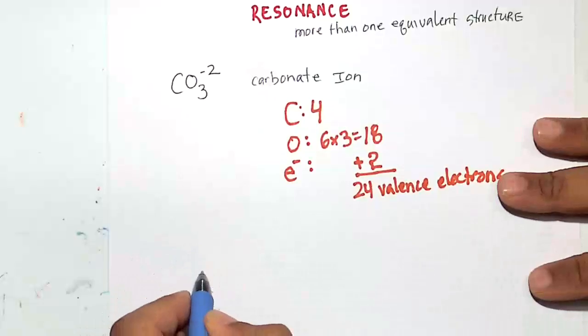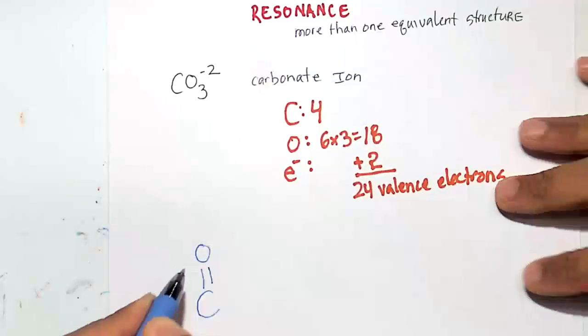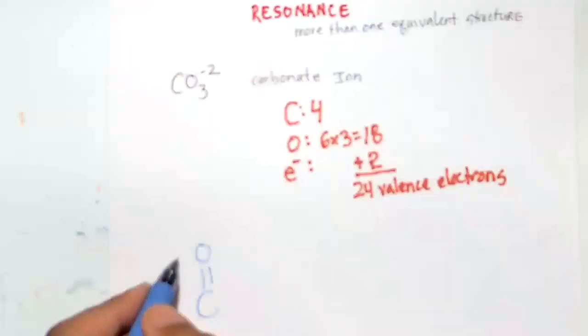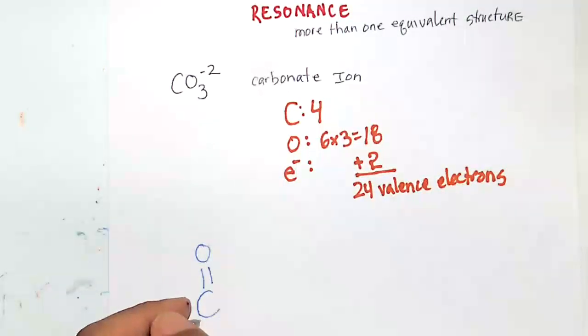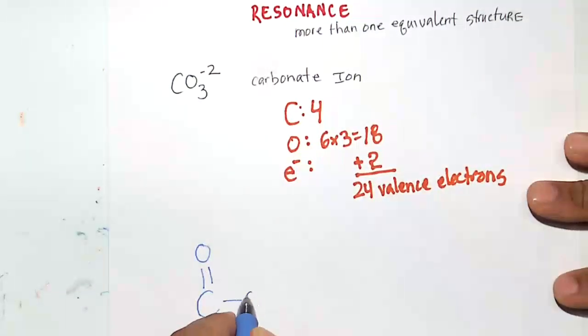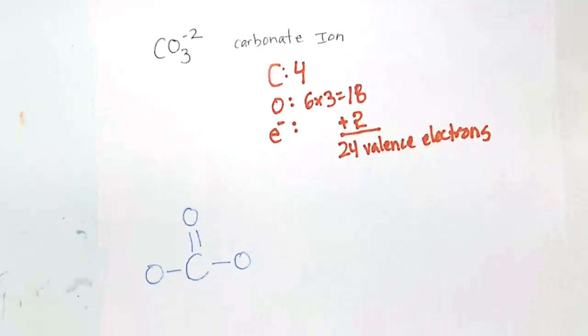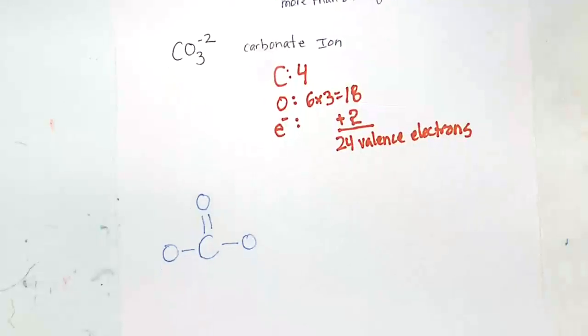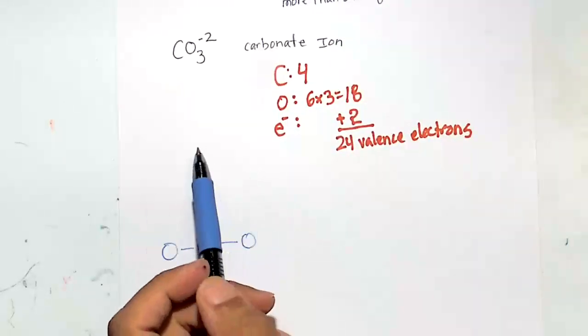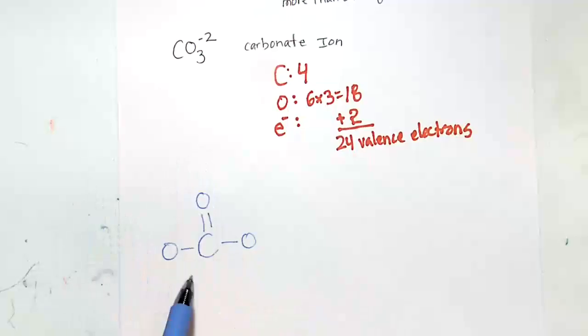1 double bond to what? And then, okay, so that's 1. What about the second and third oxygen? This is going to be a single bond. Is that it? Is this what you'll put on the exam? If I ask you for the structure of carbonate, is this what you'll put? Okay, what else is left?